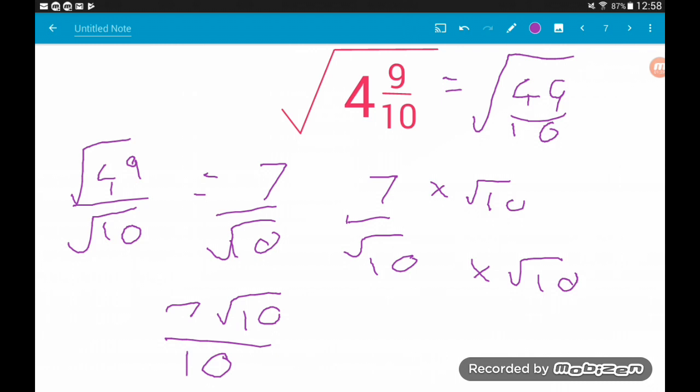That's it for this video, guys. I hope you found it useful. Remember, you never want a mixed number underneath the surd, so turn it into an improper fraction. Cheers!